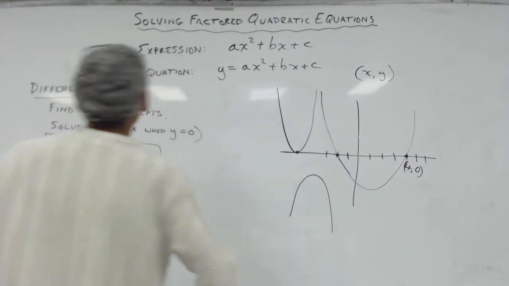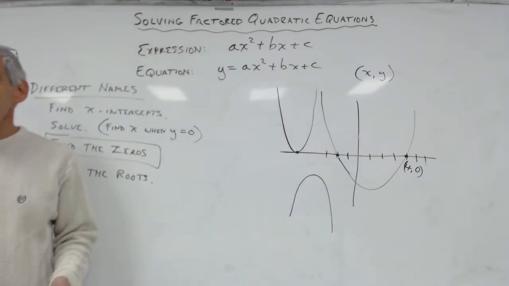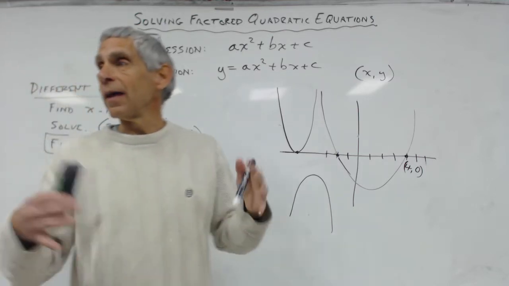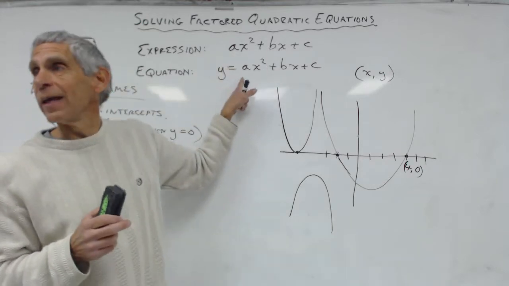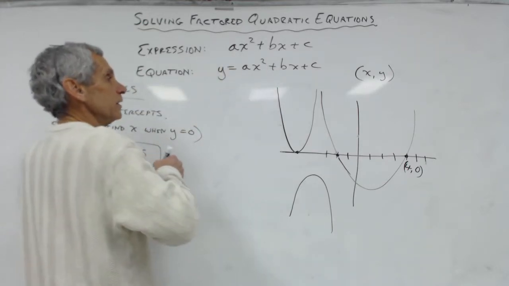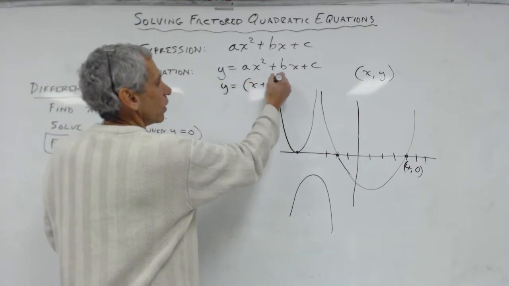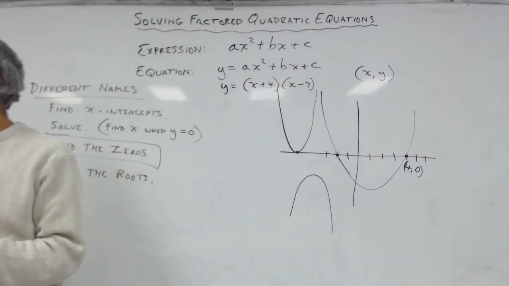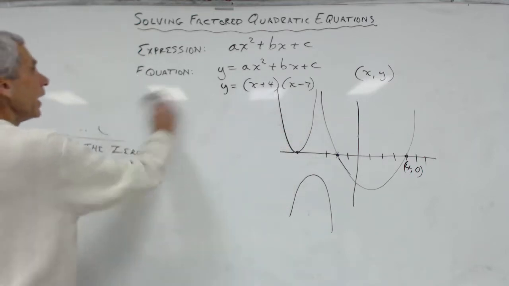This is how you do it. And notice I said we're going to solve factored quadratic equations today. Meaning, you guys already know how to factor quadratics, right? But we're not going to worry about that. Instead of y is equal to ax squared plus bx plus c, you're going to see something like this: y is equal to x plus 4 times x minus 7. It's already factored. You see what I mean when I say factored? Okay, so that's what we're going to do. And it's really pretty simple.